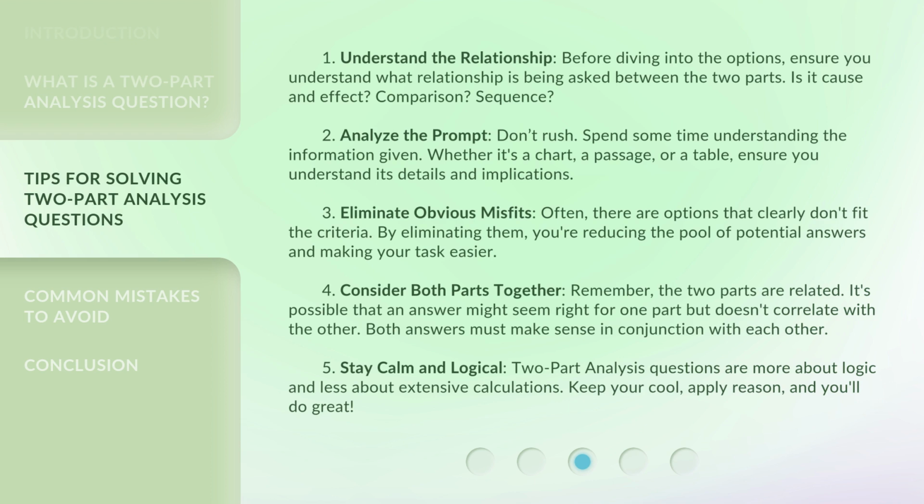3. Eliminate obvious misfits. Often, there are options that clearly don't fit the criteria. By eliminating them, you're reducing the pool of potential answers and making your task easier. 4. Consider both parts together. Remember, the two parts are related. It's possible that an answer might seem right for one part but doesn't correlate with the other. Both answers must make sense in conjunction with each other.